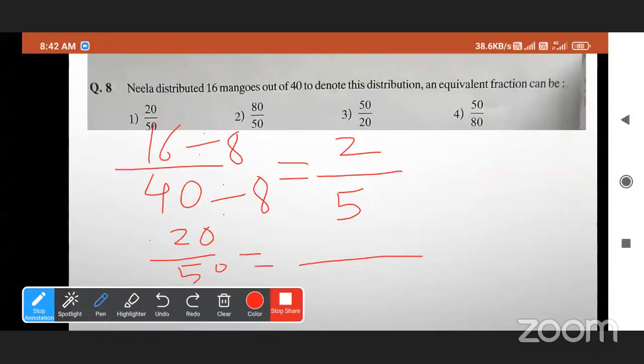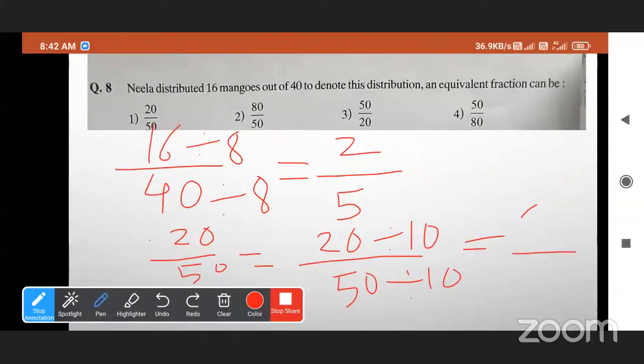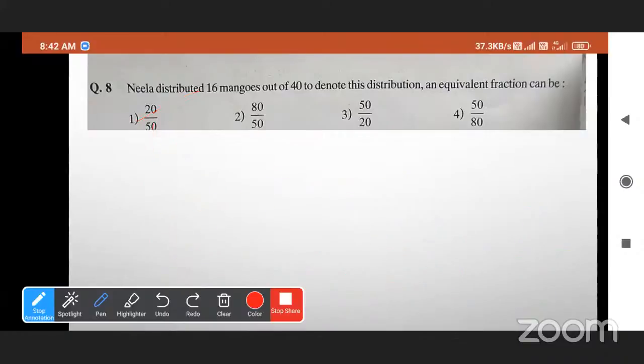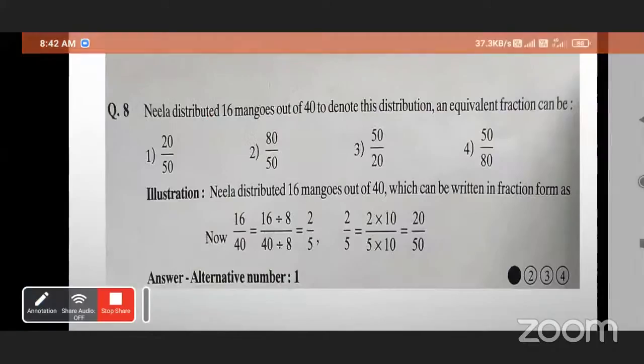If we divide it by 10, then what will we get? 20 divided by 10 is 2 and 50 divided by 10 is 5. So the first one is correct or incorrect? Correct. So the equivalent fraction for 16 upon 40 is 20 upon 50. Good. This is the explanation given.